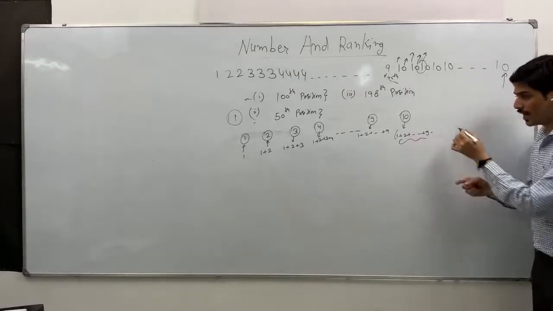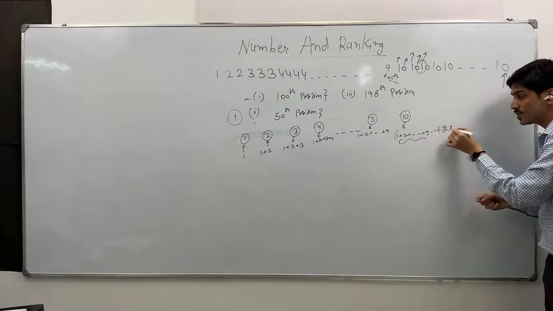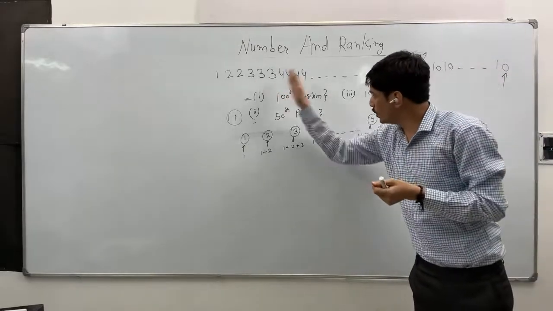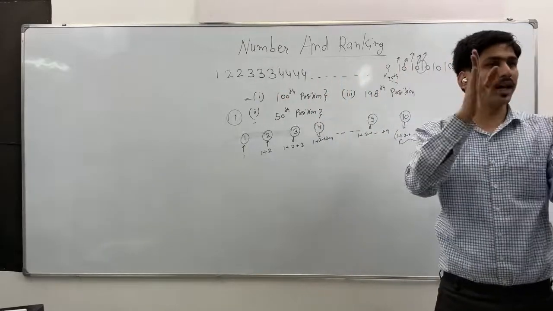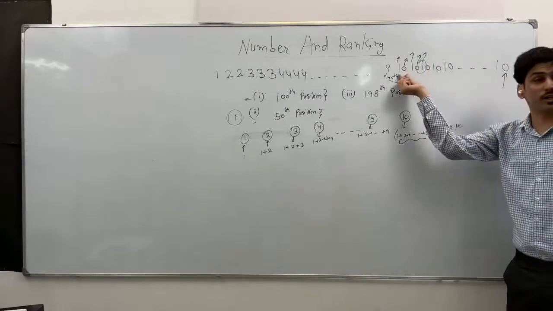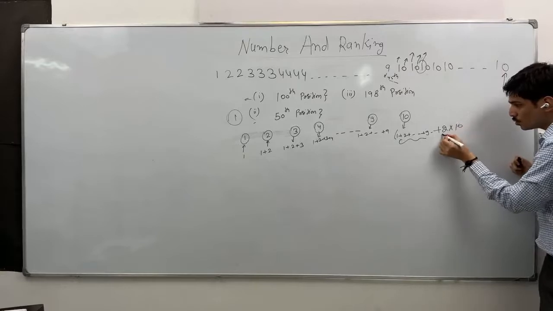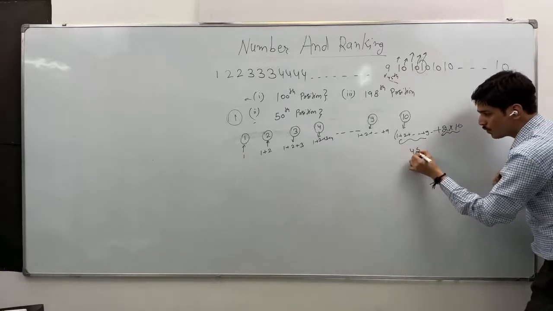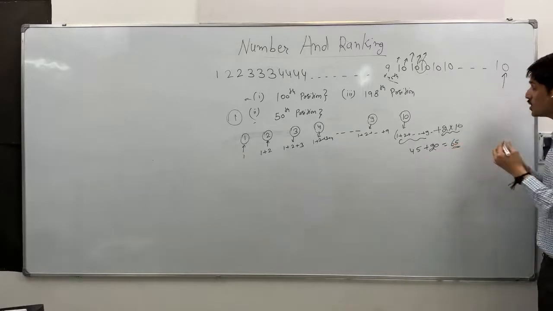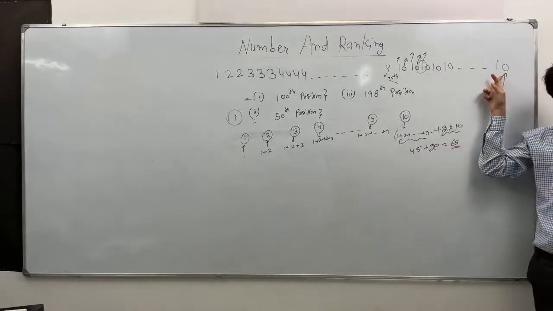This will be 9 plus 2 times 10, right? Because this time, before 10, I am writing only single digits. After that I am writing 2 digits. So it will count twice. So what do I have to do? 2 times 10. So this will be 45 plus 20. So 65. It means this digit will end at 65.